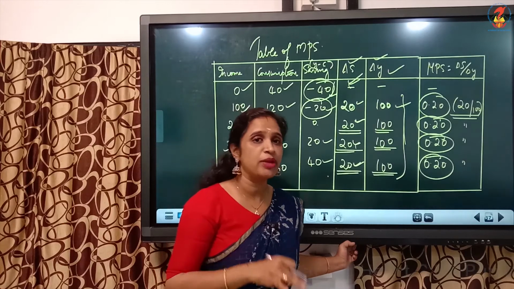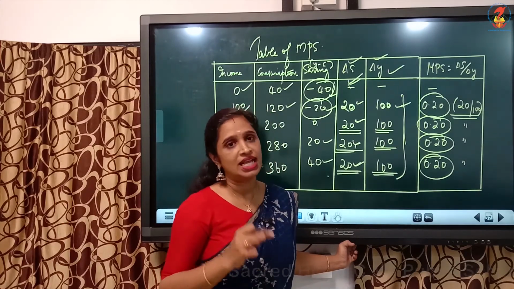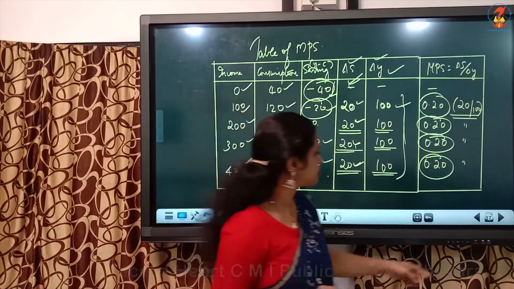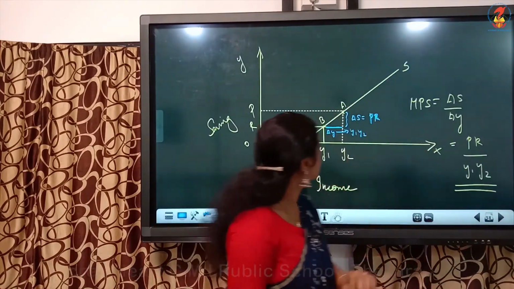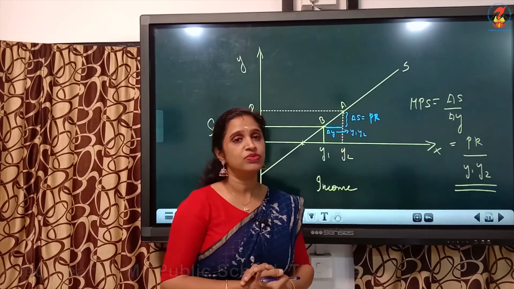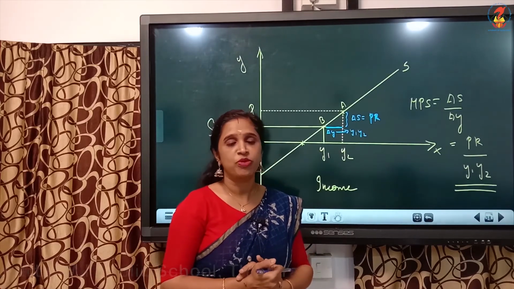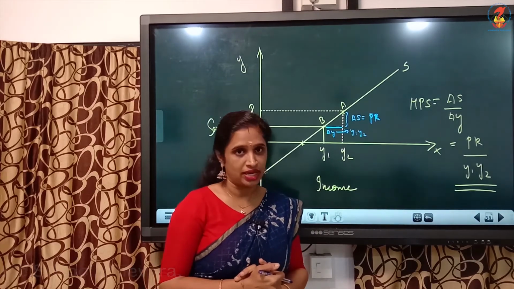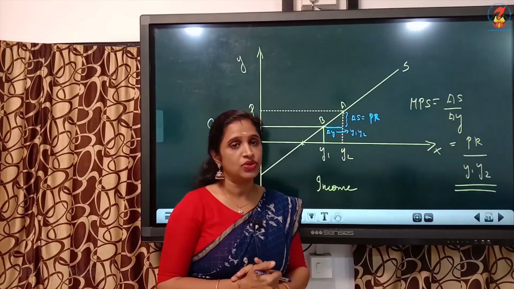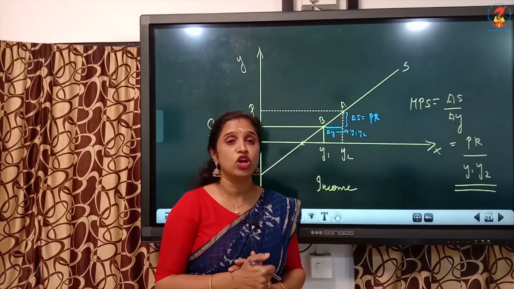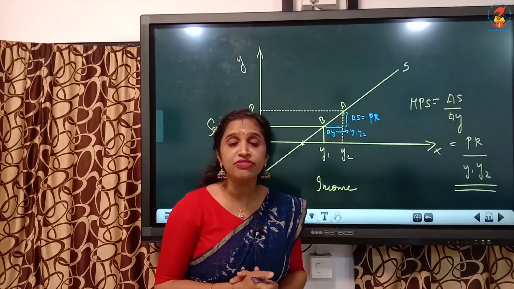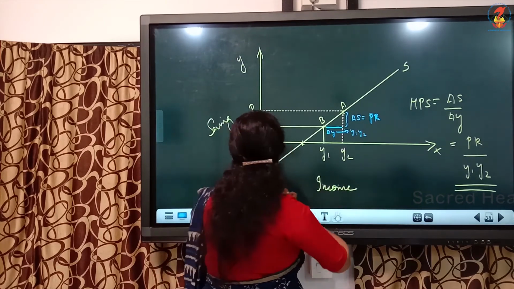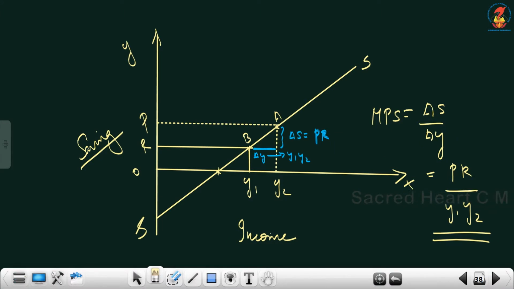So to find out the table of MPS, you need the value of delta S, delta Y, S, Y and C. Now we can draw the diagram of marginal propensity to save. Now the saving curve starts from the Y axis, negative axis, because you know that because of autonomous consumption we have got the negative value of minus 40 and minus 20, where income is marked on the X axis and saving is marked on the Y axis.